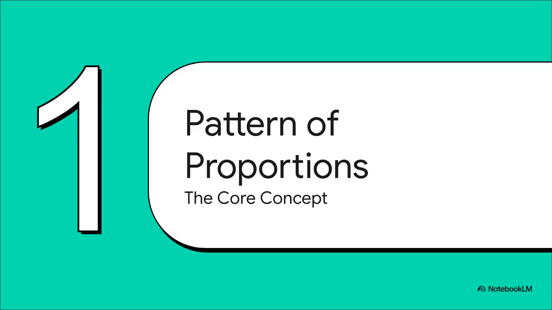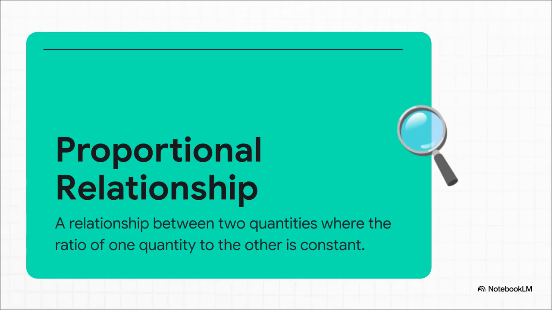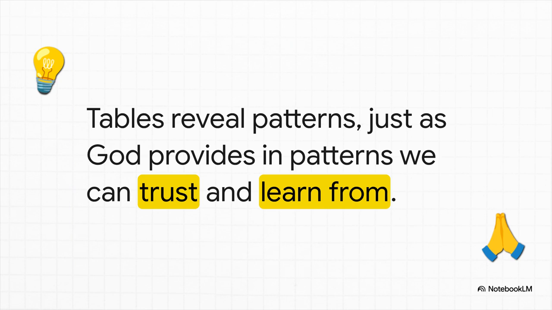To really understand how this all works, we've got to start with the mathematical heart of the whole lesson. And pretty much everything here revolves around one single powerful concept, the proportional relationship. So, what does that actually mean in plain English? A proportional relationship sounds fancy, but it's just a way of saying that when one number changes, another number changes right along with it at a really consistent rate. So, if you double one, you've got to double the other to keep things in balance. It's that simple.